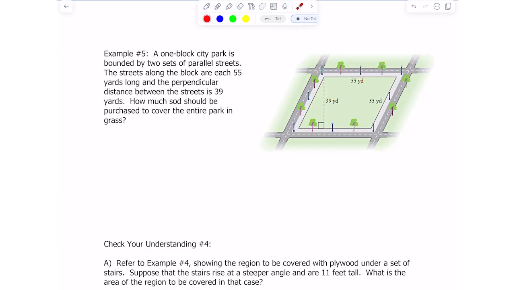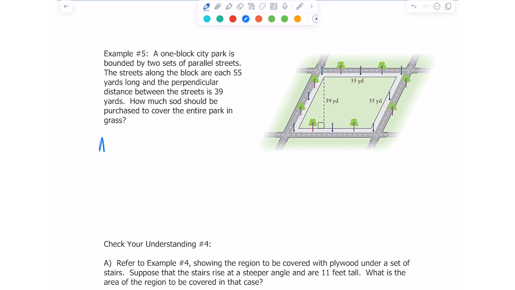One block, City Park, is bounded by 2 sets of parallel streets. The streets along the block are each 55 yards long, and the perpendicular distance between the streets is 39 yards. How much sod should be purchased to cover the entire park in grass? So if we're covering a space, right, we would be finding the area. And we need to identify the shape. This shape is going to be a parallelogram.